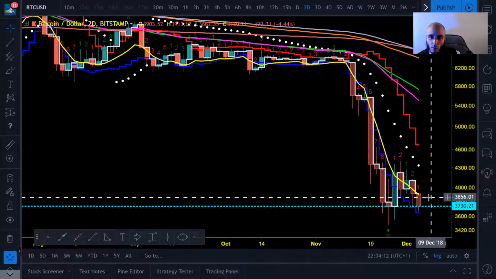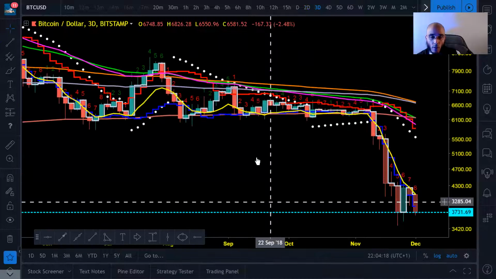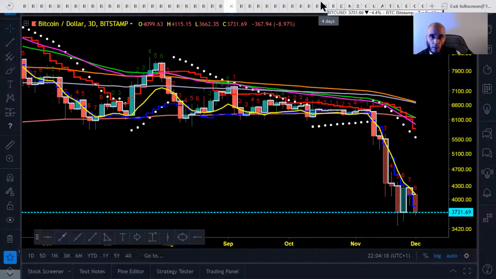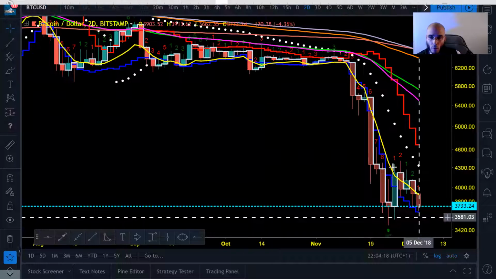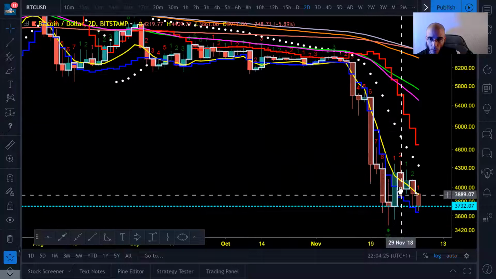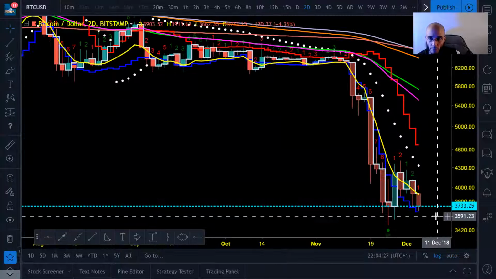On the 2-day chart you're on a 1, so you should be in cash and wait for a 2 trading lower than a 1. You also, let's go back to the 2-day chart. You also had a 9 here and a 1-2 candle correction, and then you went lower.